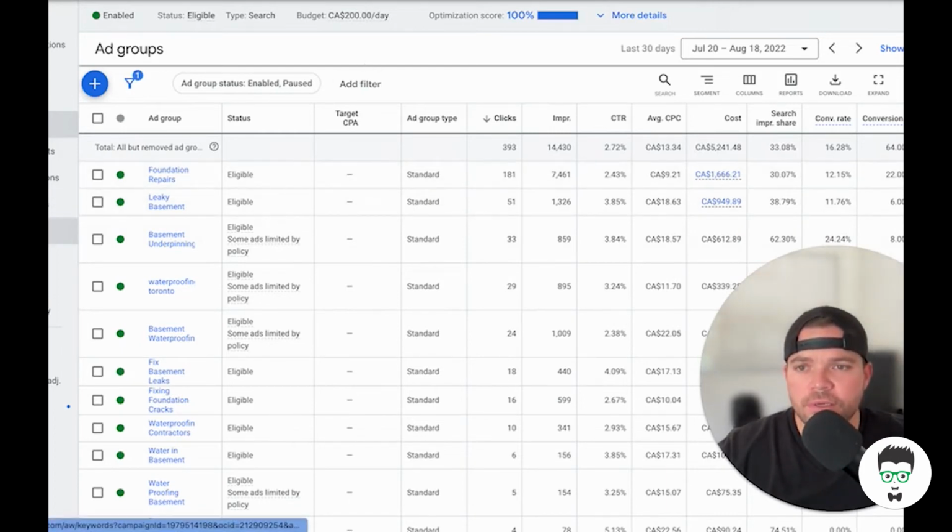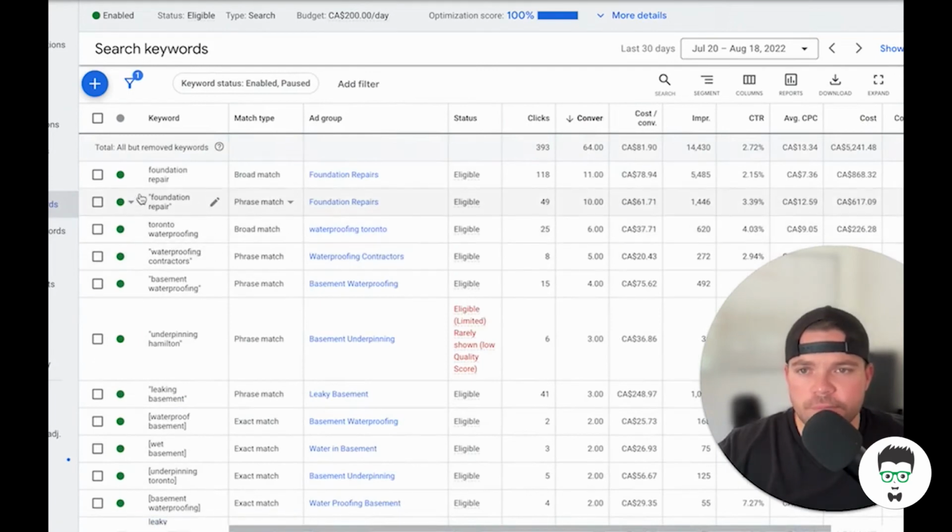So let's take a look at the keywords that we're using. We're using some broad match, phrase match, exact match. So foundation repair Toronto, waterproofing contractors, basement waterproofing, underpinning Hamilton, leaking basement, waterproof basement, wet basement, underpinning Toronto. And then these are driving the majority of the conversions here.